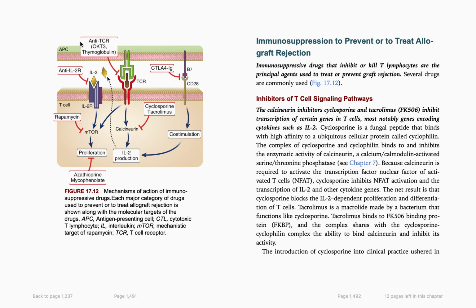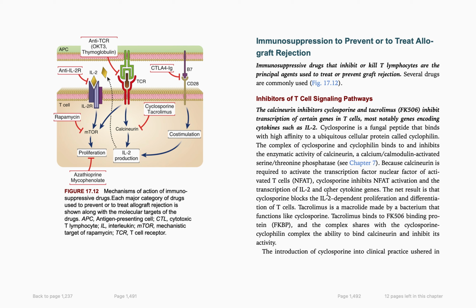So those are things that you will see. Mechanism of action of immunosuppressive drugs. Each major category of drug used to prevent and treat allograft rejection is shown along with the molecular targets of the drug. So now we are going to discuss the drugs and see how they work.